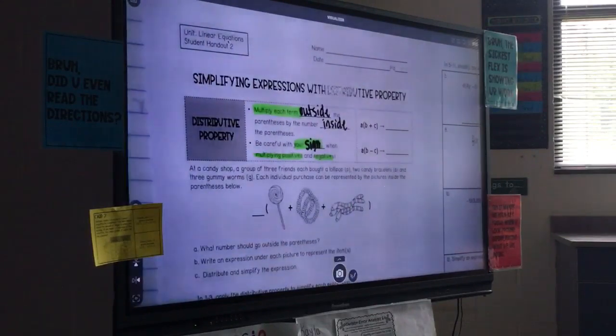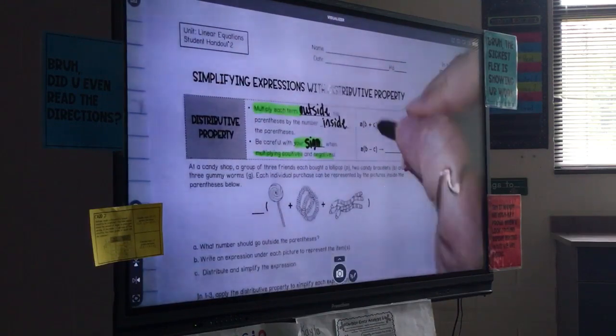The hardest part about distributive property to me for 8th grade is just remembering you're multiplying a negative, positive, or negative, negative, what happens, that rule. So, example of both of these.